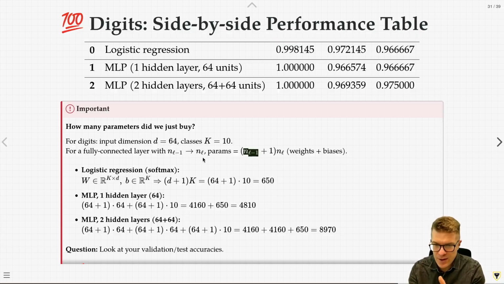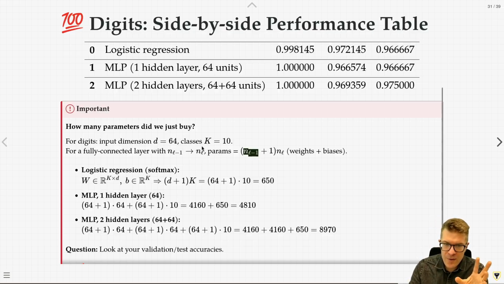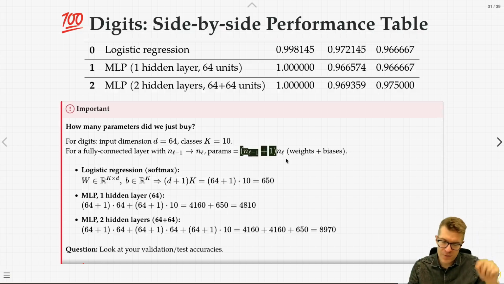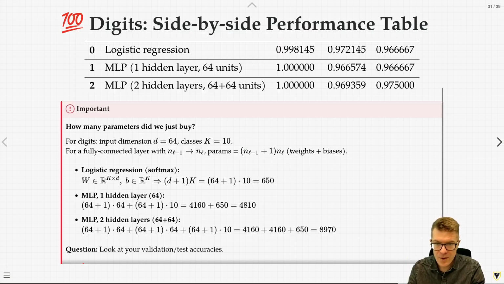If everything's fully connected, which it is, every matrix in the neural network is going to be the number of units in the previous layer plus 1 for bias, times the total number of units in the current layer, which is shown over here. And then we can use that knowledge to compute our total number of parameters. For logistic regression, we're not dealing with anything very fancy. We have 64 inputs, we have a bias term, we have 10 possible outputs, so everything is 650.